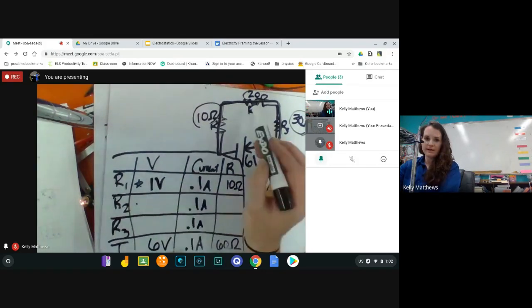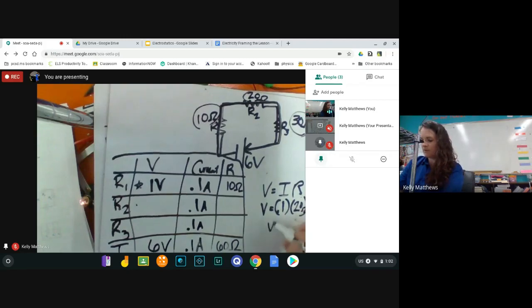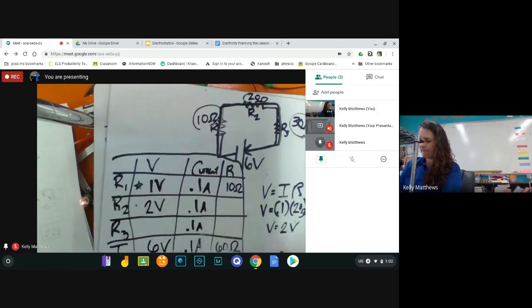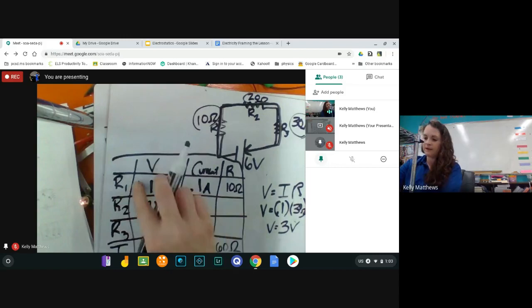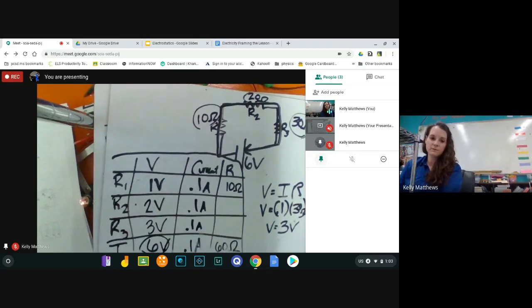I want to do that again for resistor 2. I've still got 0.1 amps, but this time I've got 20 ohms of resistance. And so I'm going to end up with a voltage of 2 volts. And then to do this for my third resistor, I've got 30 ohms. I've still got a current of 0.1 amps, and so I have 3 volts going through that. And what makes me really happy about that is that this plus this plus this equals 6, which I knew had to be true based on the rules that were given to me.